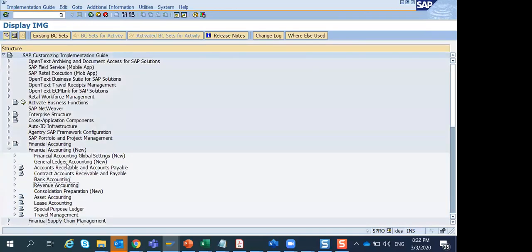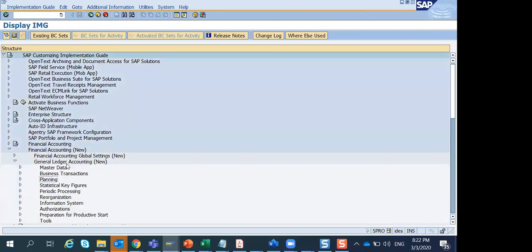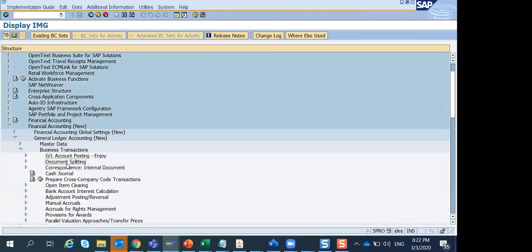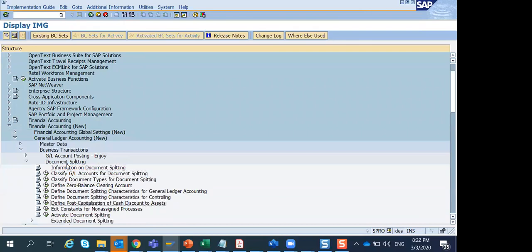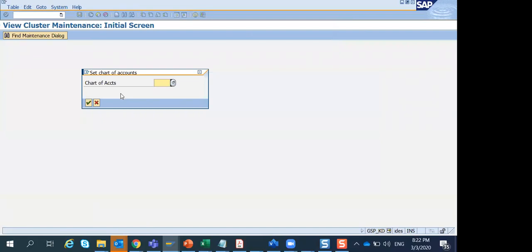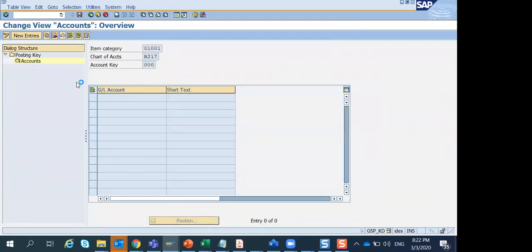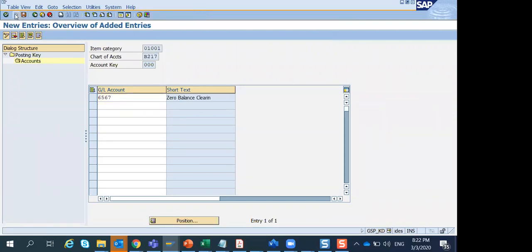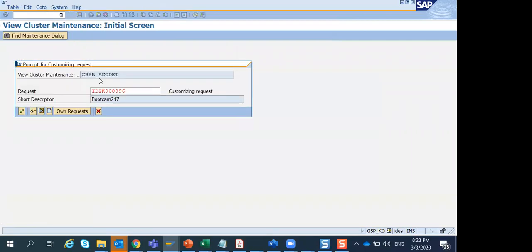New GL account. Go here under the general ledger accounting new. Go under business transaction. Go under the document splitting. And here we just go to the zero balance GL. Here's the place where we actually have to assign the GL account for the zero balance. So you're going to select this one, the 000, and you click on accounts, and it's going to ask you what's the chart of accounts, B217. And always you need to say a new entry and give your GL account, and that's it. So this is how you do it. We'll make it bigger. Enter.